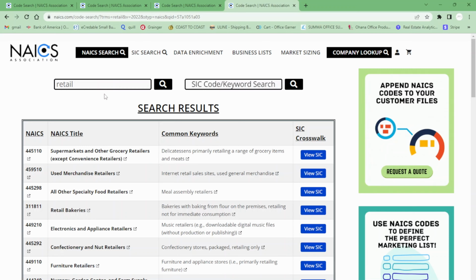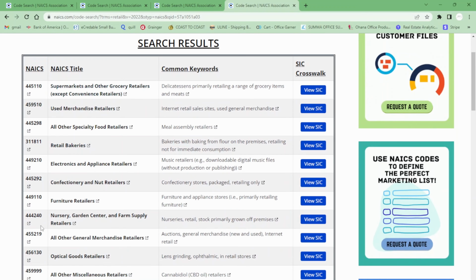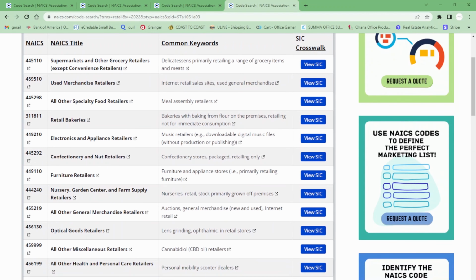All right, so here we go. Here's a list of retail industries. All right, here, I'm pretty sure they have a general one. All other general merchandise retailers. Okay?